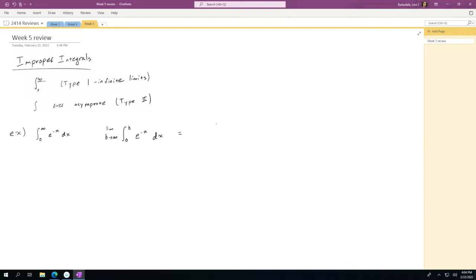Of course, I forgot my limit statement, so I'm going to put that down first. Negative e to the negative x, evaluated at 0 and b. And here we have minus e to the 0 is negative 1, so minus negative 1 gets us plus 1. And plugging in b as b goes to infinity, we have e to the negative infinity. e to the negative infinity is 0. 0 plus 1 is, of course, 1.